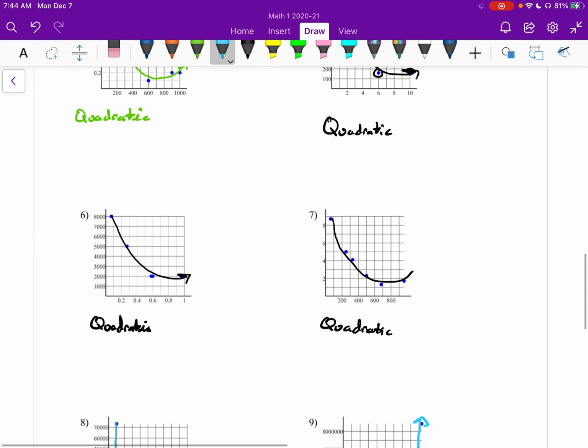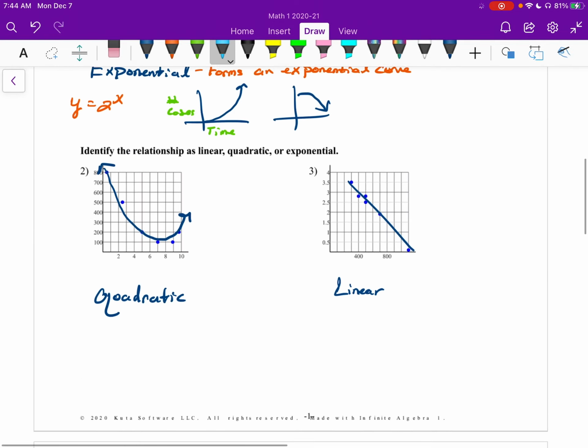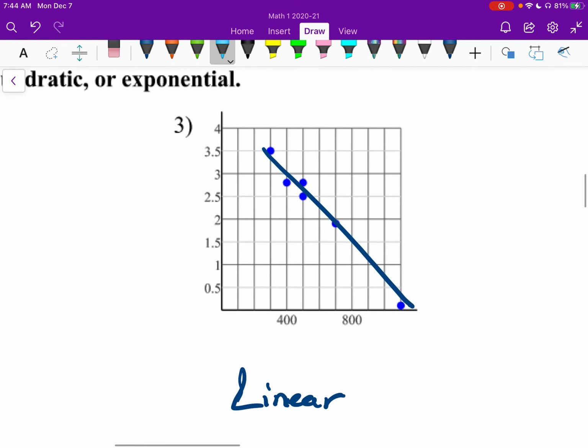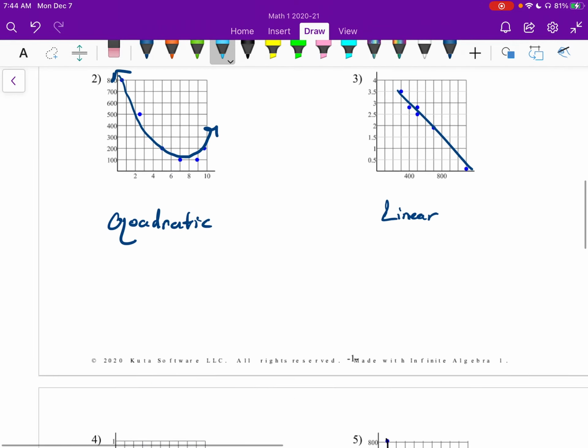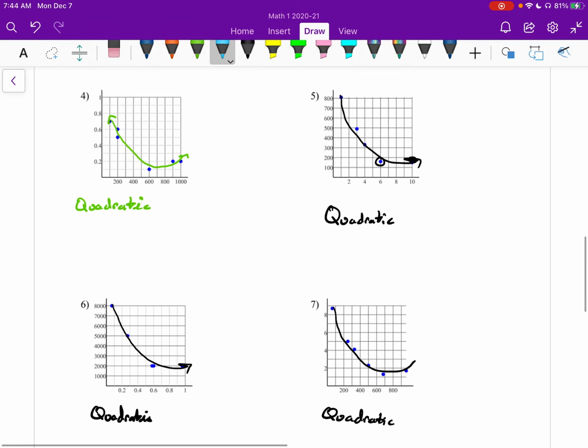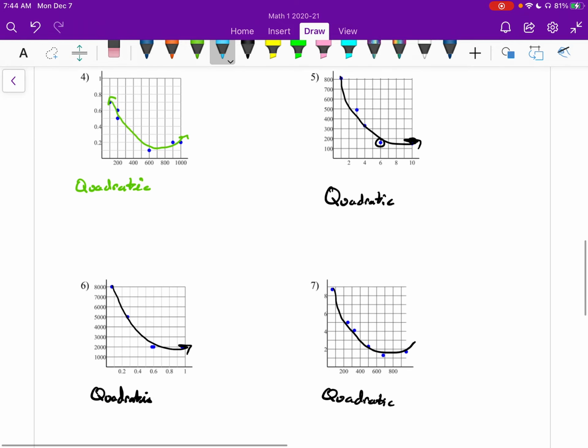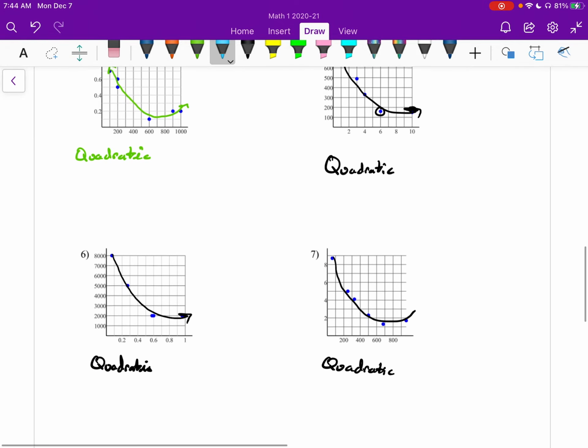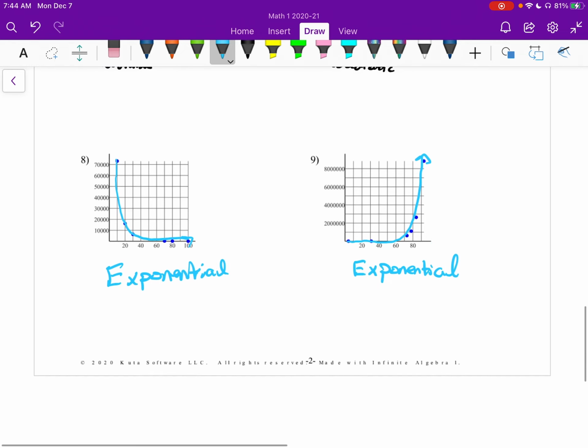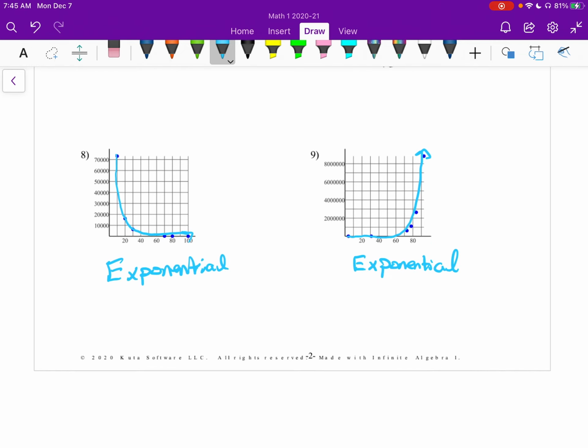All right, so there's that. Let's look back at a linear one. We've got the line, very standard, very easy. And then we have the quadratics. The quadratics have gradual change, and they change direction. That's the big thing. They change directions. And then exponentials do not change directions, and they change really fast. All right, that's all.